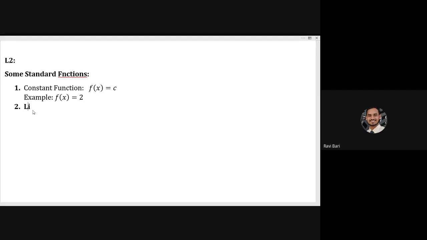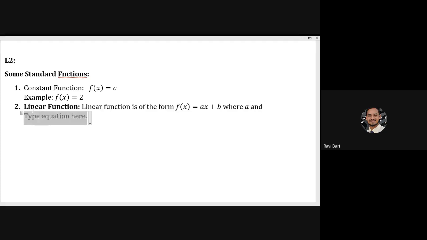Next type of function is linear function. So a linear function is of the form f of x is equal to ax plus b, where a and b are constants.